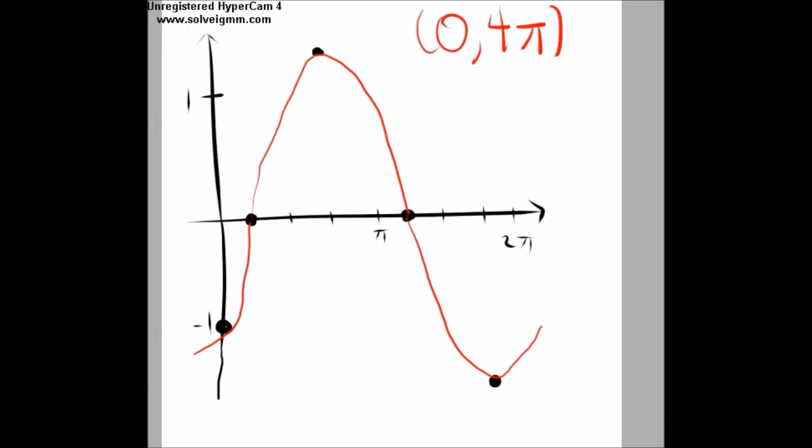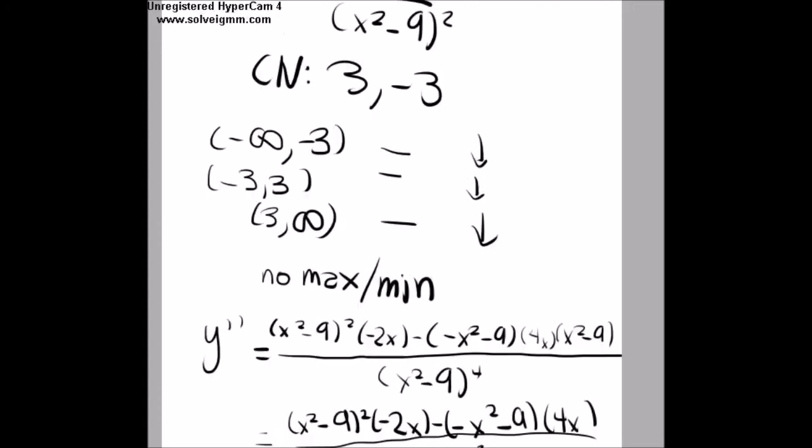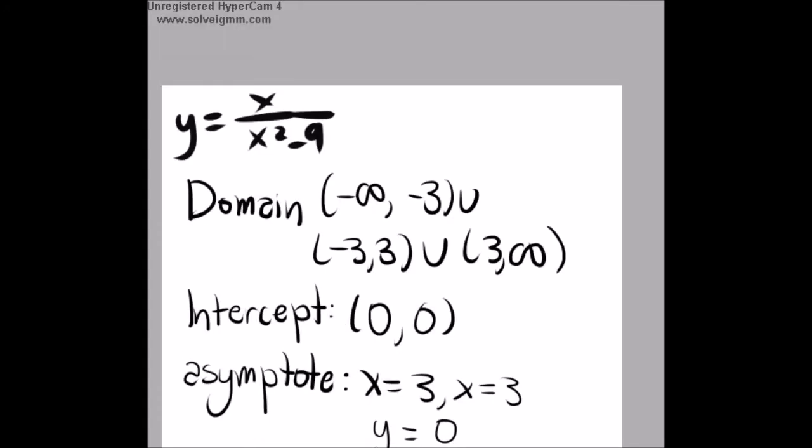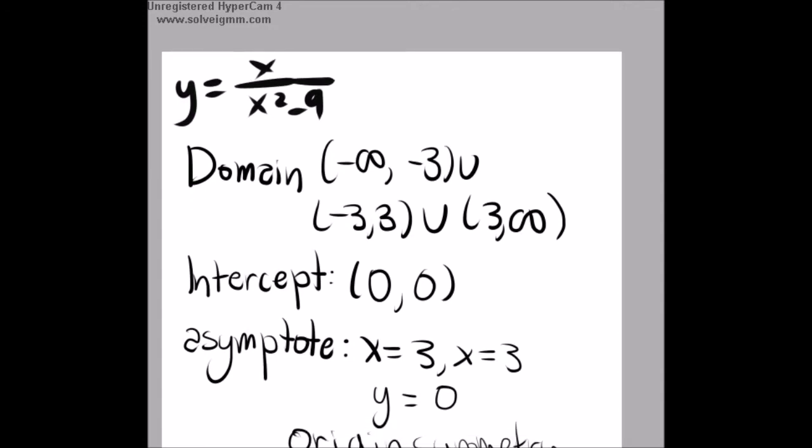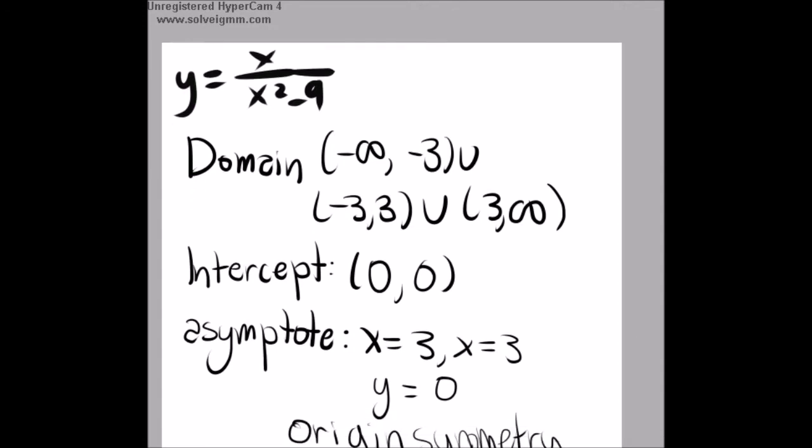Alright, let's move on to the final example, which is y is equal to x over x squared minus 9. This problem is actually not all that much more difficult. It's just a little more time consuming since the derivatives are a bit longer to do.